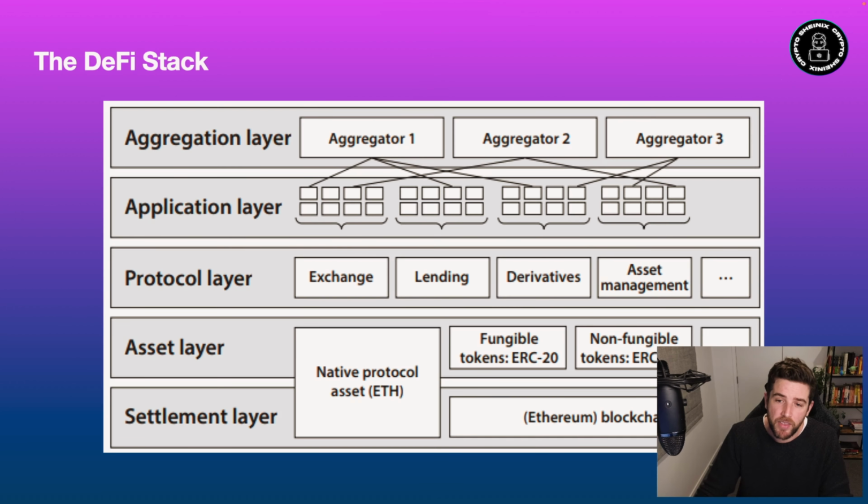This is another way of looking at this. The settlement layer is the layer 1 or layer 2 that we saw, and then we have the asset layer where all our units of value are, like the tokens, ERC20 tokens, the NFTs. On top you have the protocol layer, which are these primitives, and on top of that you have the application and the aggregation layers. Just another nice way to see it.